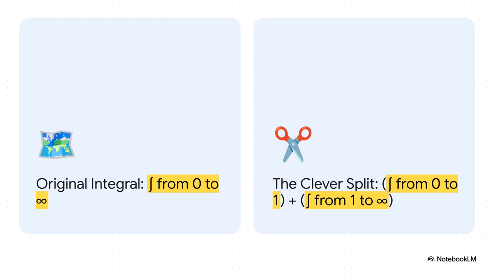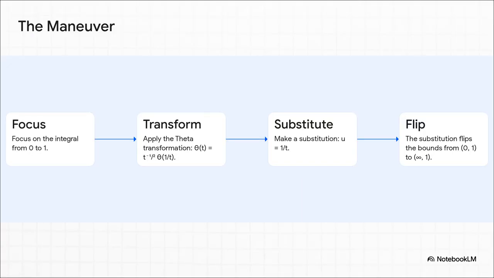You might be asking, why there? Well, because that first part, the integral from 0 to 1, that's where our secret weapon, the theta transformation, is designed to work. It's the key that unlocks that tricky first section. So we zoom in on that first piece. First, we deploy our secret weapon, the theta transformation. Then we make a really clever substitution.